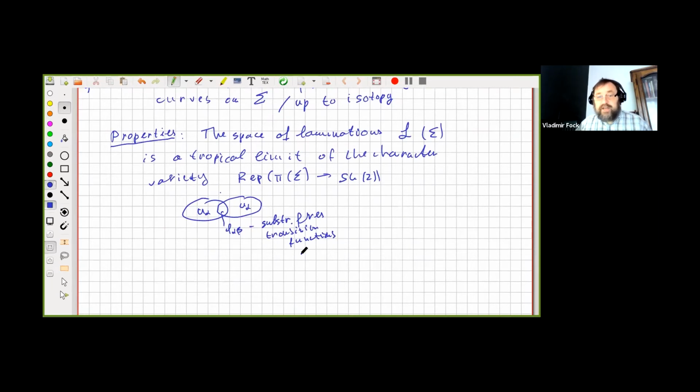This can be interpreted in different ways. For example, the original interpretation by Thurston, who invented the notion of laminations, was that the infinity of the space of laminations coincides with the infinity of the Teichmüller space, essentially. So this is a kind of approximation to Teichmüller space.